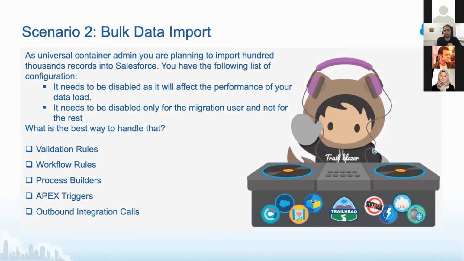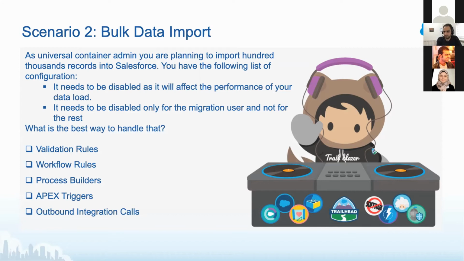You have validation rules, workflow rules, process builders, Apex triggers configured, and you have some outbound integration calls. Let's call it REST callout or SOAP callout, something like that. The scenario asks you to disable these pieces of configuration as they affect the performance of the data load, and this is a fact. However, we need to disable that only for the user who is going to load the data. The other users who are already using the org should not be impacted.